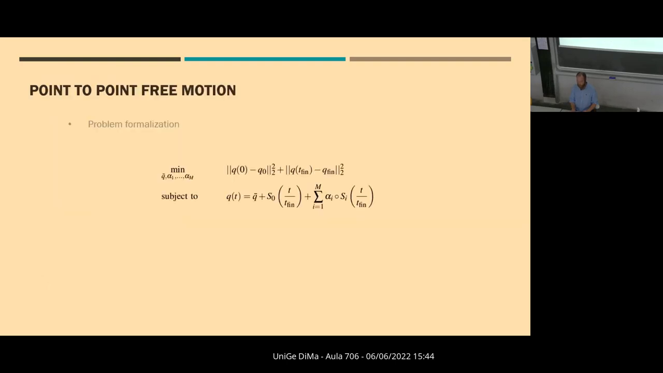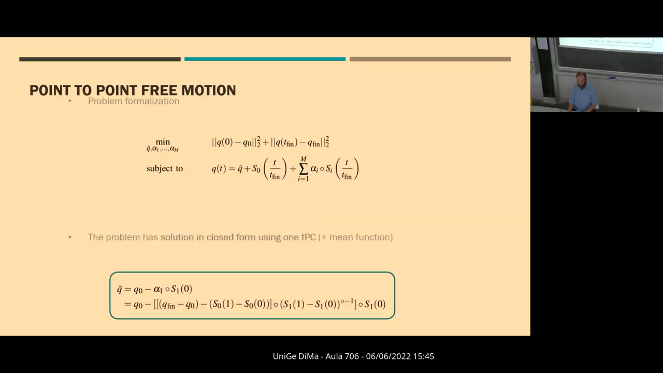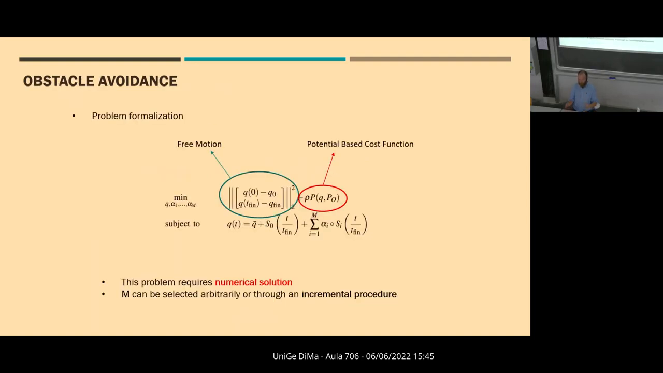And this is the problem for point-to-point free motion for human-like motion planning. So in this case, if I want to move from point A to point B, the trajectory is constrained to be a combination of the static configuration, Q square, plus the time series S0, which is defined as the average trajectory of the recorded dataset. And then we have a combination of the principal functional modes that I identify with the human examples. And of course, I can enroll more elements if I want to get more precise results. And in this case, the problem has a solution in closed form, even using one functional principal component plus the mean function. But we can also do something more interesting.